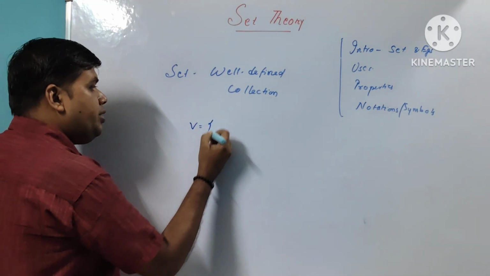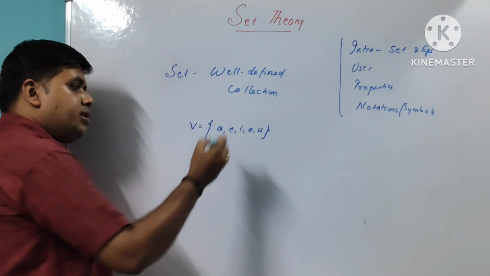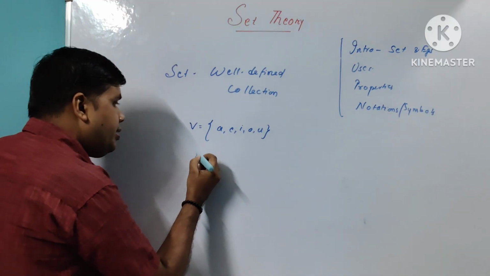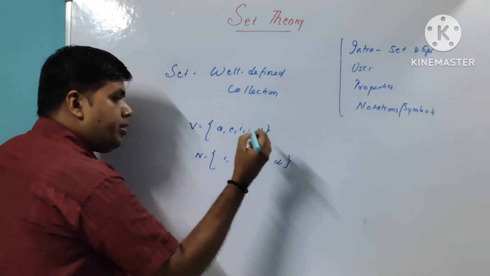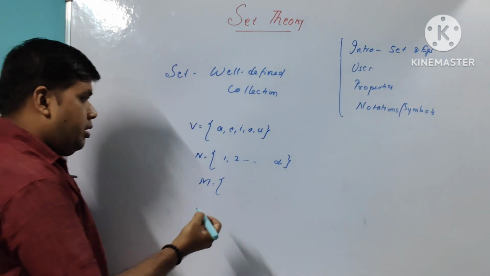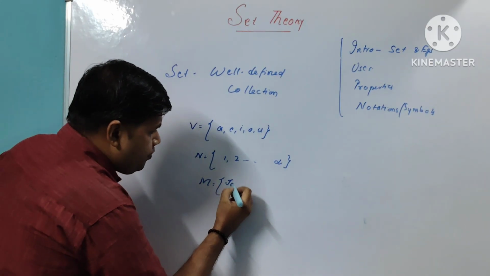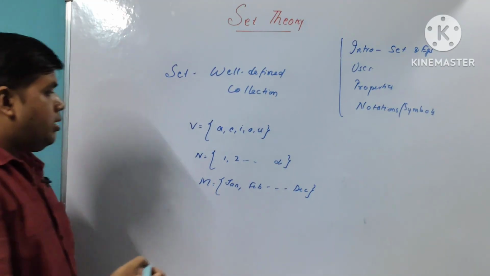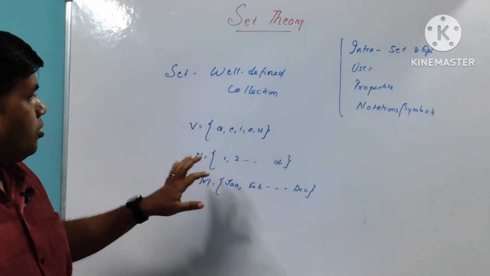Let's take an example. Say V is the set of vowels in the English alphabet: A, E, I, O, U. Similarly, N is the set of natural numbers 1, 2 till infinity. Say M is the set of months in the English calendar, January, February till December. So these are the different examples of set.